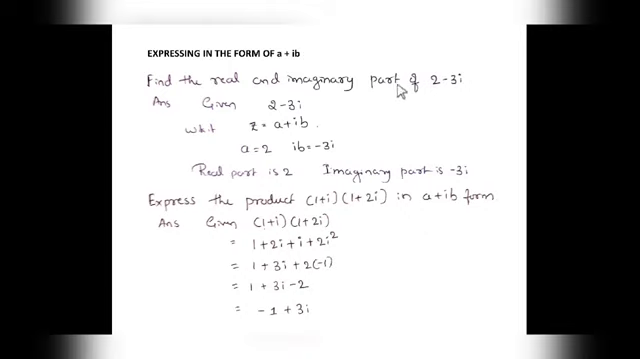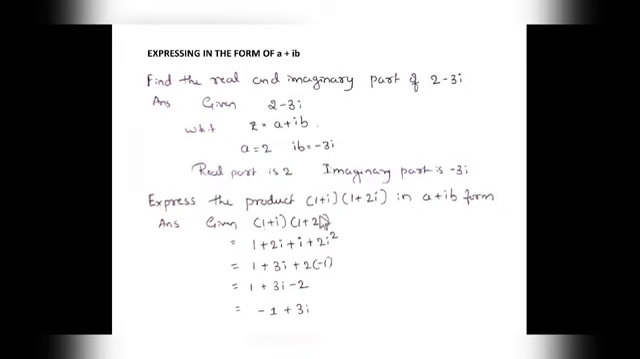Find the real and imaginary part of 2 minus 3i. It's very simple. They have given z is equal to 2 minus 3i. Now we know that the standard form of the complex number is z is equal to a plus ib. A is 2, this is the real part, and ib is minus 3i, this is the imaginary part.